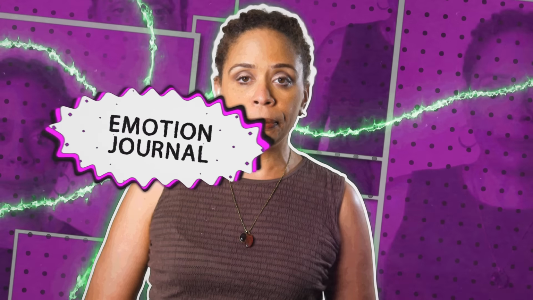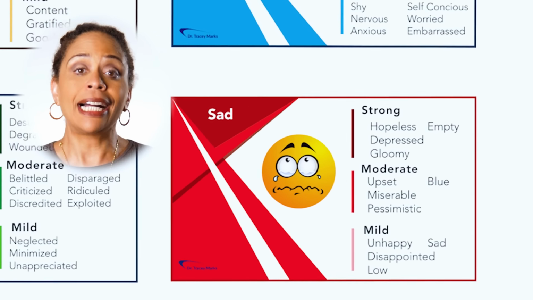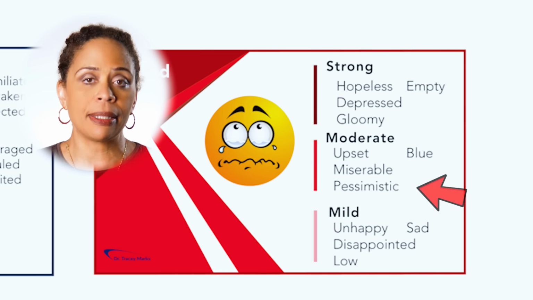Step 4 is to keep an emotion journal. A journal is a great tool to help you understand your emotions. I mentioned earlier that sometimes identifying your emotions can help you understand triggers. Sometimes it's not obvious why you have this wave of strong emotion over you. Let's go back to the sad example. If I look at the chart, I see that a sad emotion of moderate intensity is feeling pessimistic.